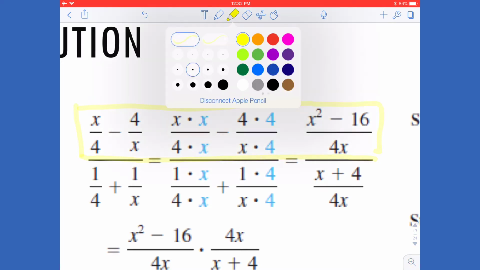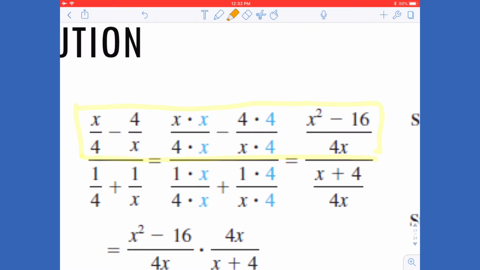So I have x over 4 minus 4 over x, and I notice that their denominators are not the same. But I want to try to get them to be the same. So I'm going to make sure that there is a 4 in both denominators, and I'm going to make sure that there is an x in both denominators. So my denominator becomes 4x.